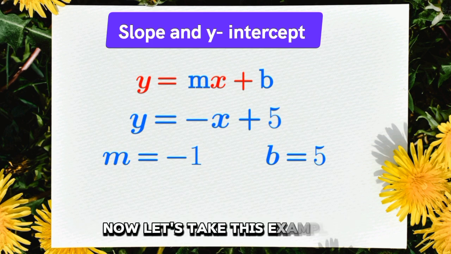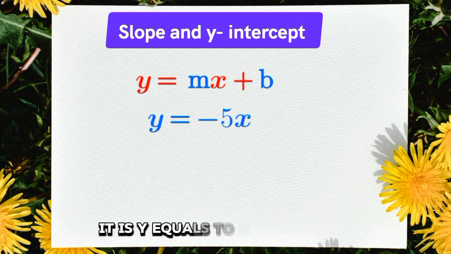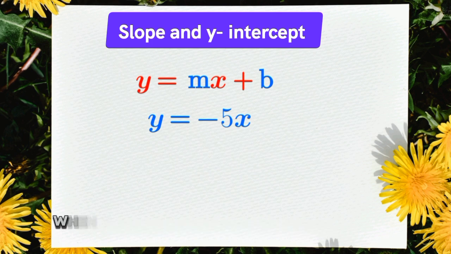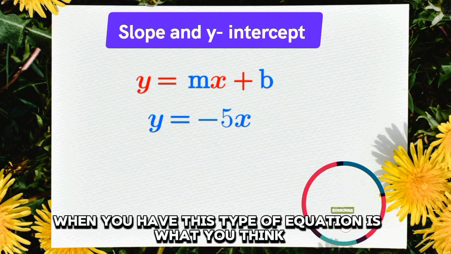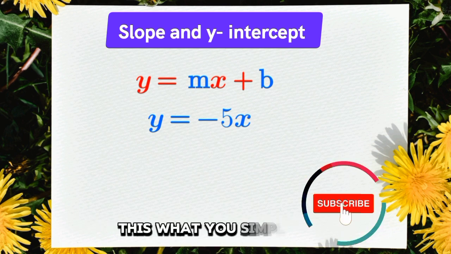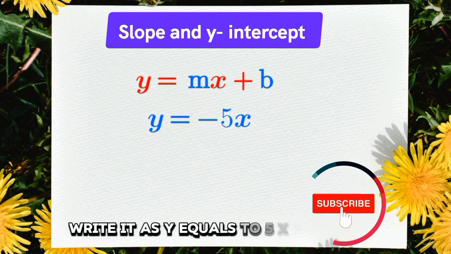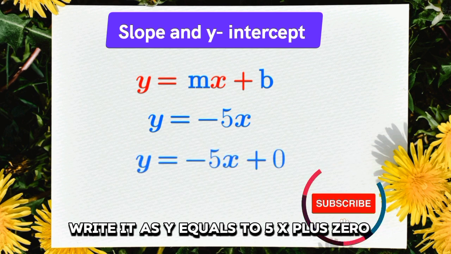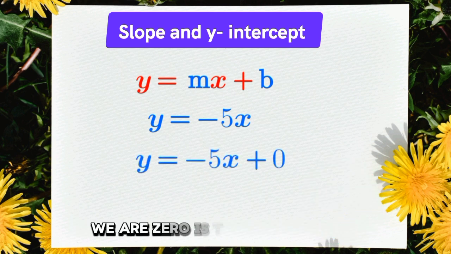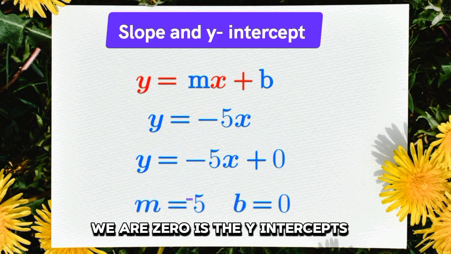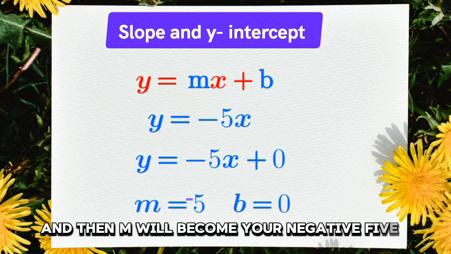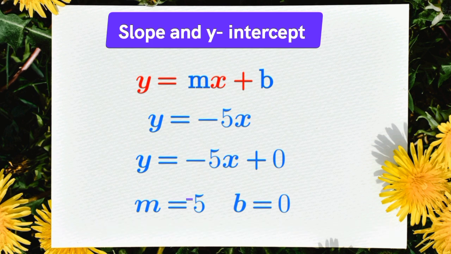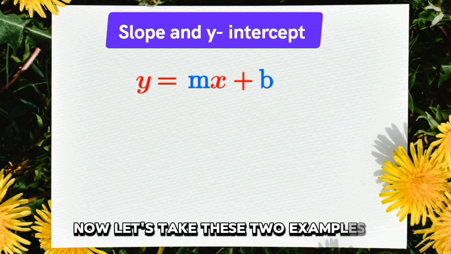Now let's take this example, which is y equals negative 5x. In situations like this, this is what you simply do. Write it as y equals negative 5x plus 0, where 0 is the y-intercept, and then m will be your negative 5.